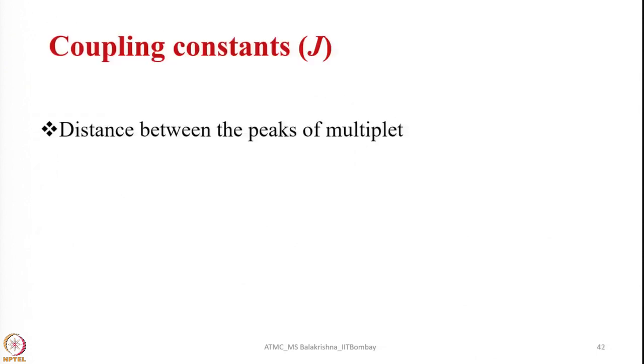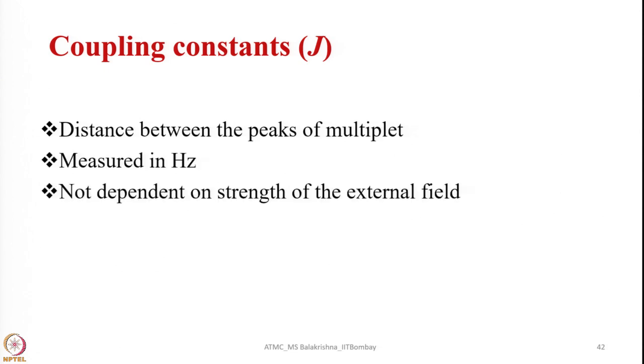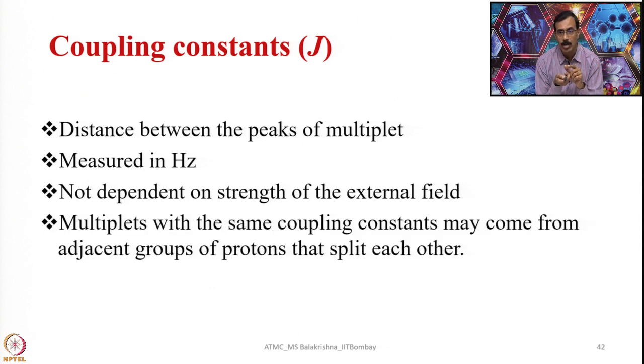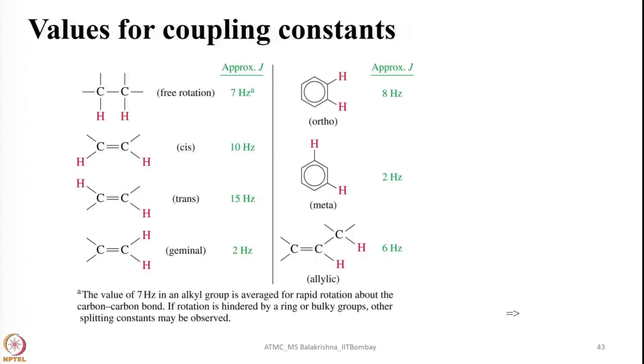And distance between the peaks of multiplet is measured in hertz, not dependent on strength of the external field. You should remember, since it is measured in hertz, it is independent of magnetic field strength. Whether I record in 60 megahertz or 300 megahertz or 600 megahertz, the coupling constant remains same and chemical shift in ppm remains same. Multiplets with the same coupling constant may come from adjacent group of protons that split each other.